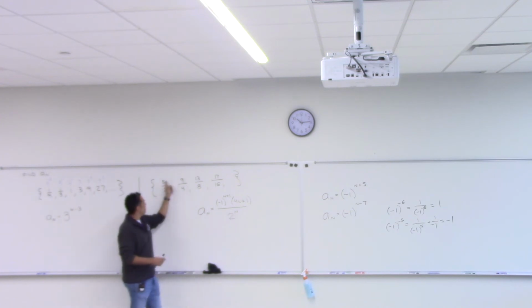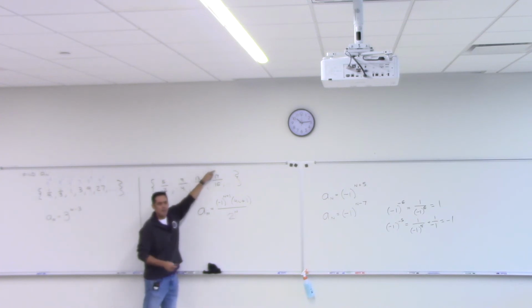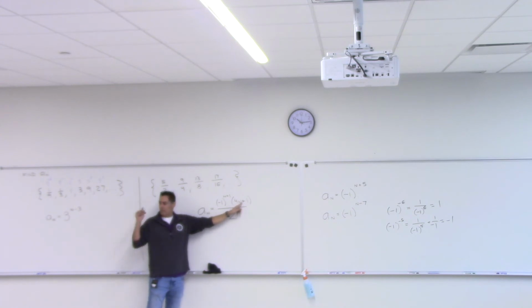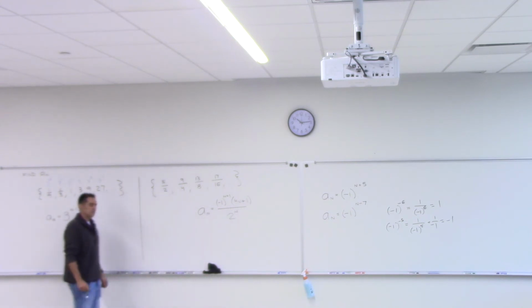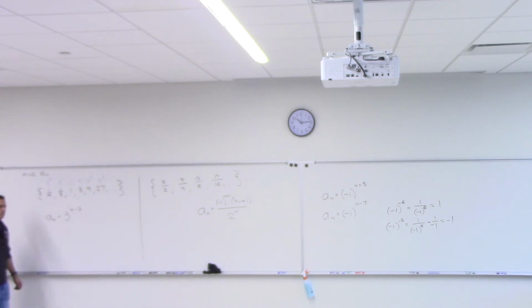But the numerator is jumping by 4 each time. So I use 4n, and then I have to start at 5, so 4n plus 1. There it is. Yes? No? Feel okay?